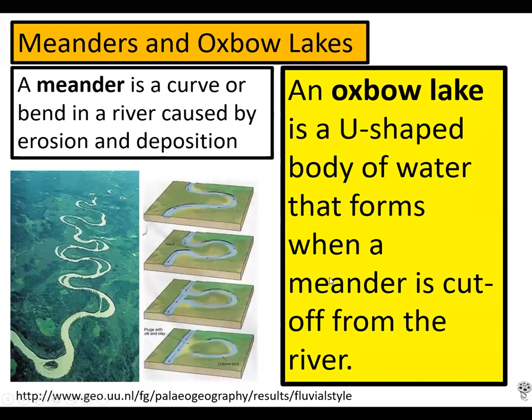An oxbow lake is a U-shaped body of water that forms when the meander is cut off from the river. So a meander, a meander, a meander. But once the water recedes, the meander can be cut off from the river itself, forming an oxbow lake.